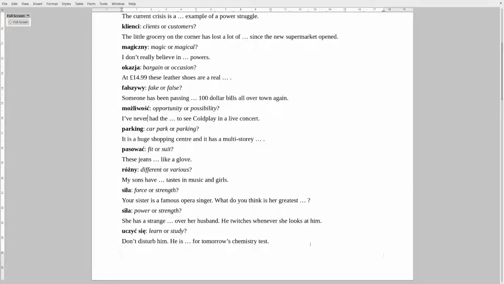Pasować, fit or suit. These jeans fit like a glove. So of course, when we talk about size, that something is the right size, we use fit.